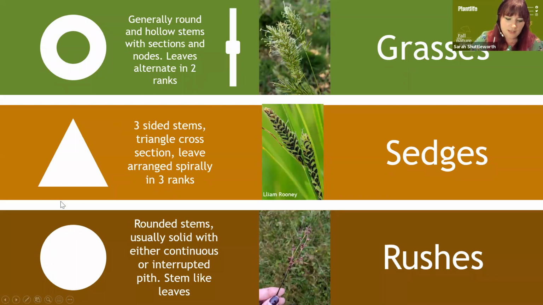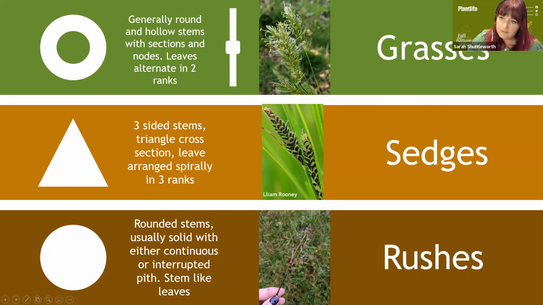The sedges, yes, we've got the three-sided triangular cross-section stems, the leaves arranged spirally in three ranks. And again, they do have ligules and leaf sheaths and things, but generally, if you've got a triangular stem, then you've got a sedge. And then rushes, they're rounded with solid, continuous or interrupted pithy stems, and their stems are quite leaf-like and they're generally almost evergreen in appearance.